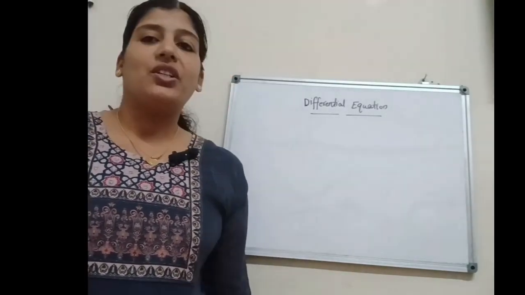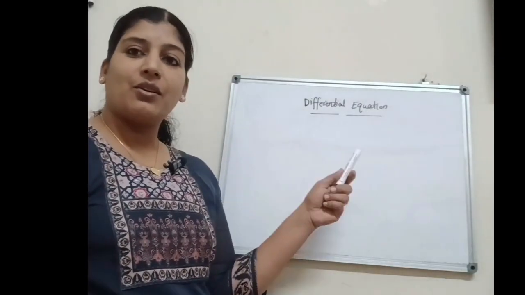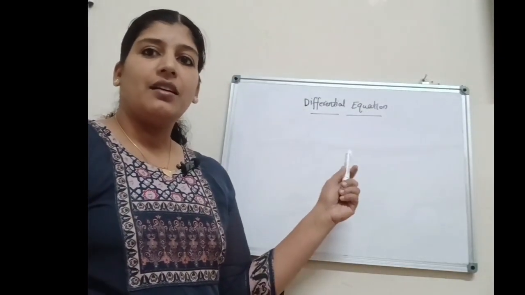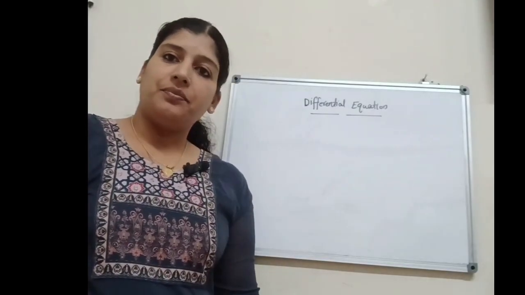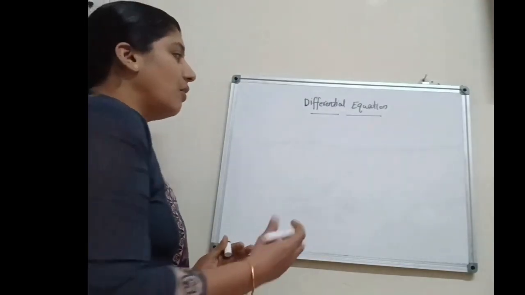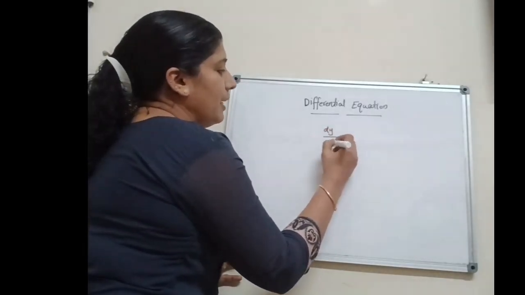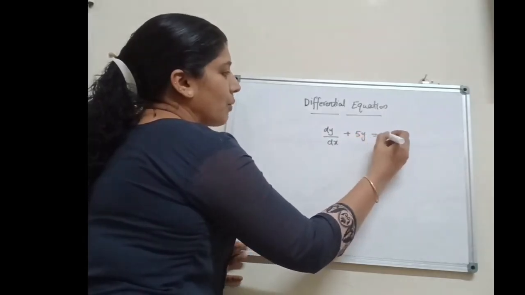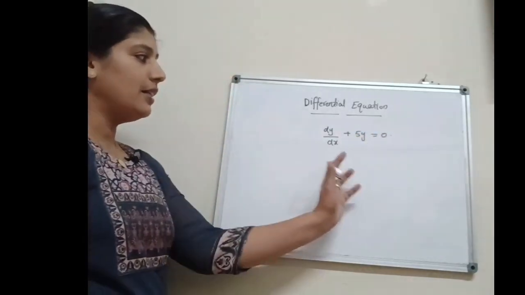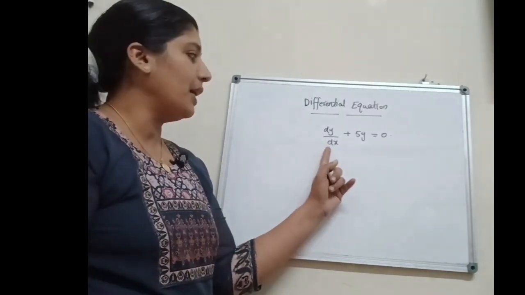First, we have to define what a differential equation is. Differential equations include derivatives of the dependent variable with respect to the independent variable. That means an equation consisting of a derivative part. Let us consider dy by dx plus 5y equal to 0. Now here in this equation, we can see one derivative part, that is dy by dx.